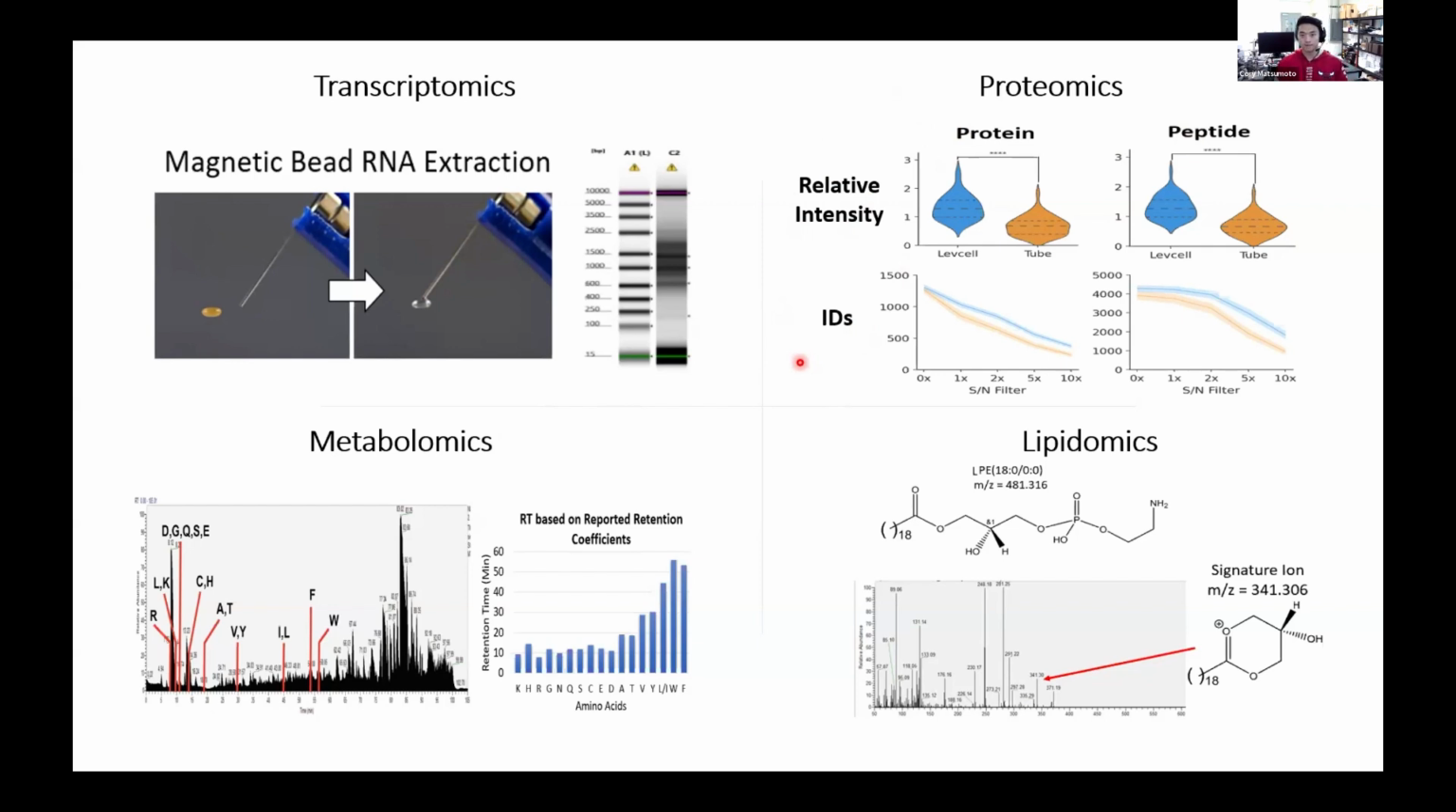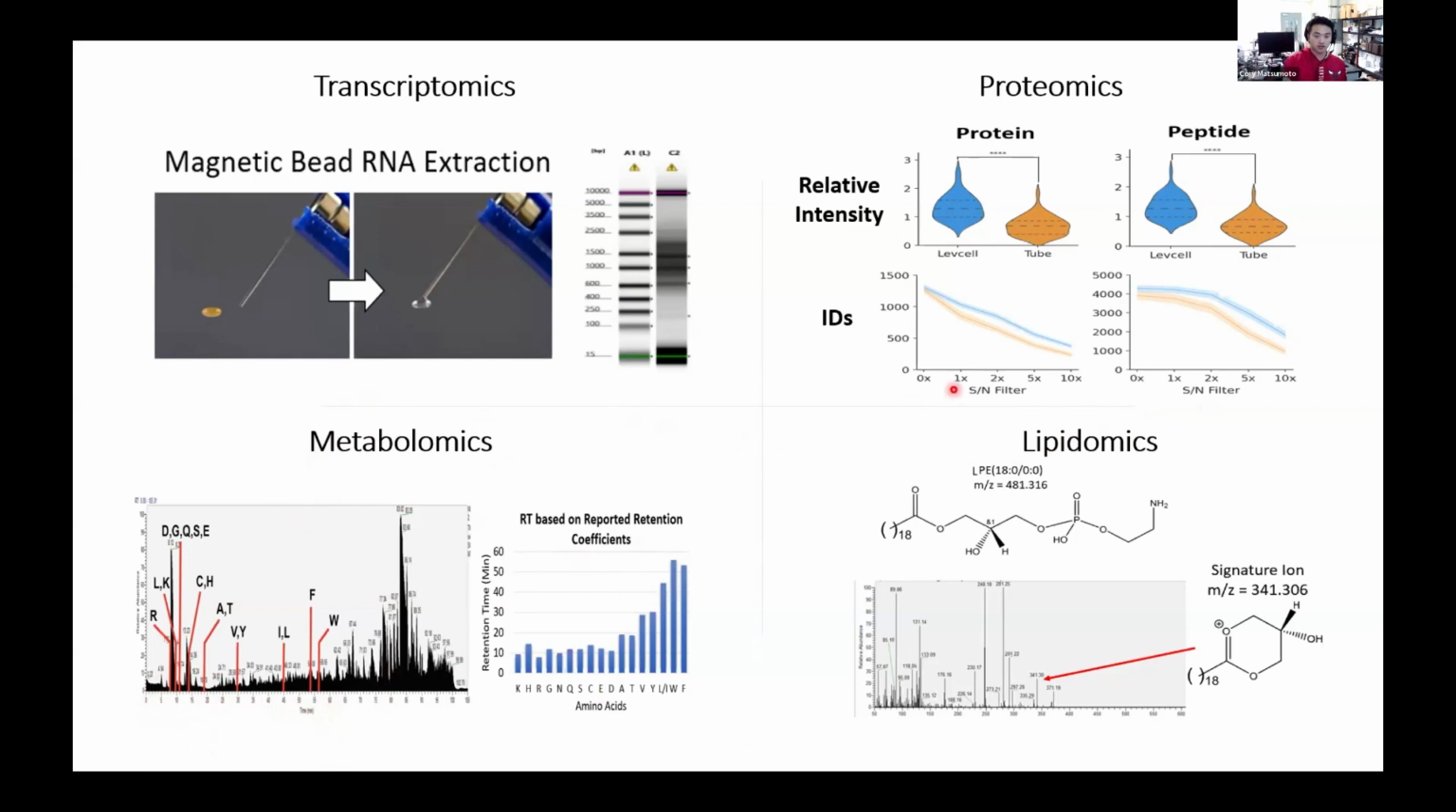Now, we also saw from the same samples that by optimizing the LCMS, we can identify additional metabolites and lipids. The metabolites shown here are the different amino acids. However, we also identified various other metabolites. How we verified these amino acids was based off the precursor ion mass, as well as correlation between the order of the experimental retention times with the reported retention coefficients from another paper.